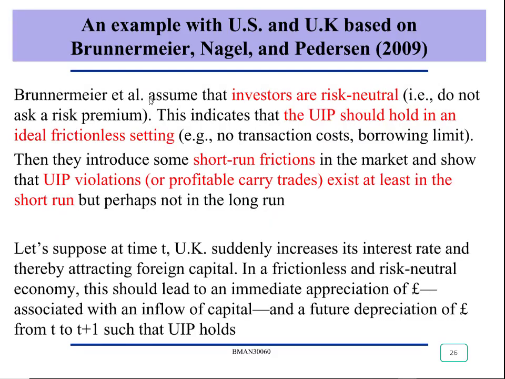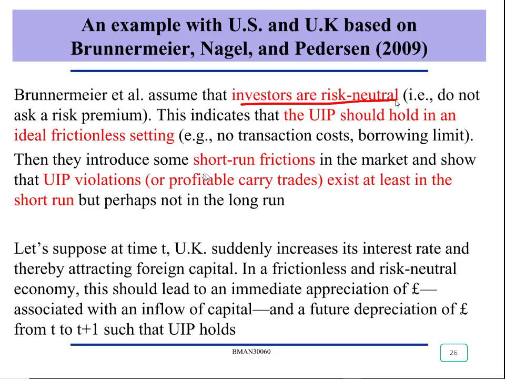Brunnermeier et al. assume that investors are risk neutral. I'm going to use a US-UK example to explain the main essence of this paper. Investors are risk neutral, so they do not ask for any compensation for taking risk. This assumption indicates that UIP should hold in an ideal frictionless setting without any transaction cost, any borrowing limit, any short selling limit, any limit on leverage.